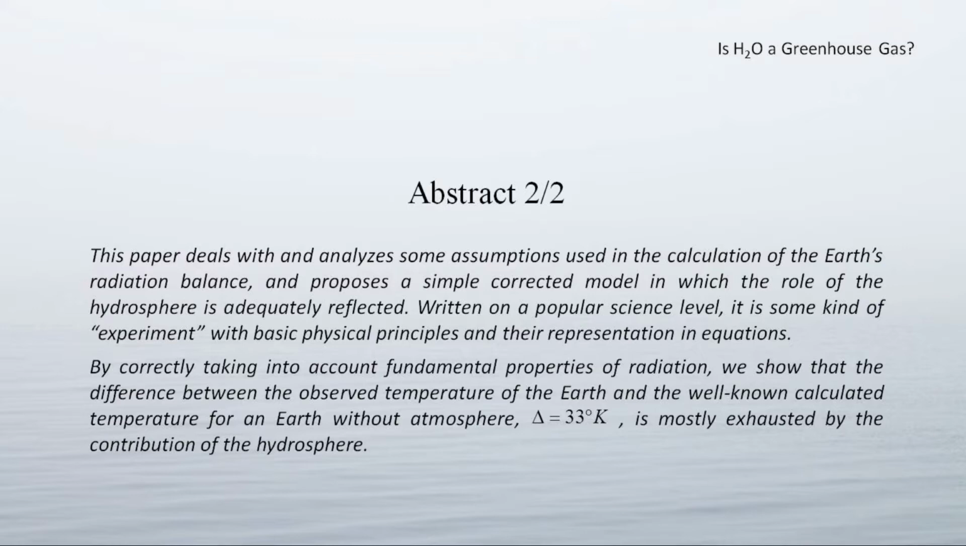By correctly taking into account fundamental properties of radiation, we show that the difference between the observed temperature of the Earth and the well-known calculated temperature for an Earth without atmosphere, 33 degrees Kelvin, is mostly exhausted by the contribution of the hydrosphere.